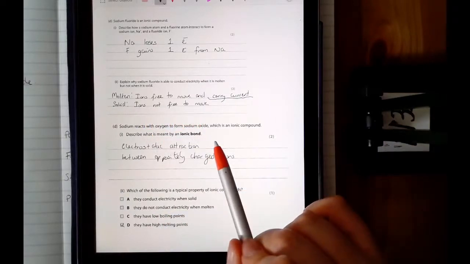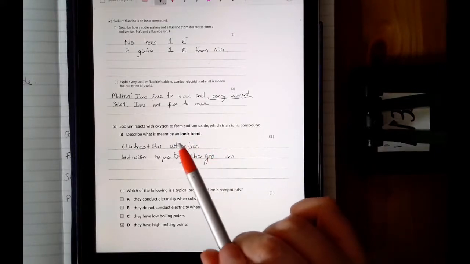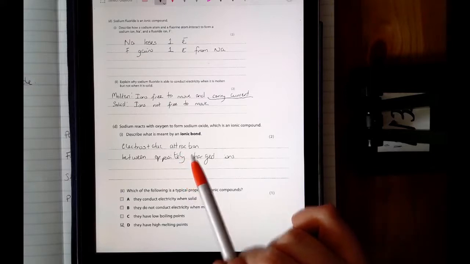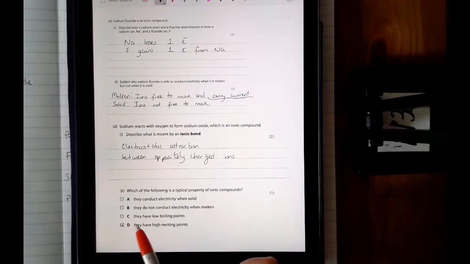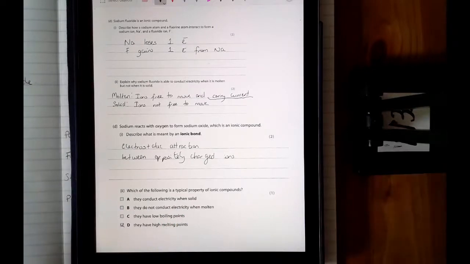What is an ionic bond? You'll get 0 marks for saying the bond between a metal and a non-metal. Your definition is written here. These are the only things that will pick you up marks. The last one, which of the following is a typical property? Ionic compounds have high melting points, okay? They don't conduct electricity when they're solids, and they do when they're molten, so both of those points are incorrect. They don't have low boiling points, they have high melting and boiling points, so your answer is D.